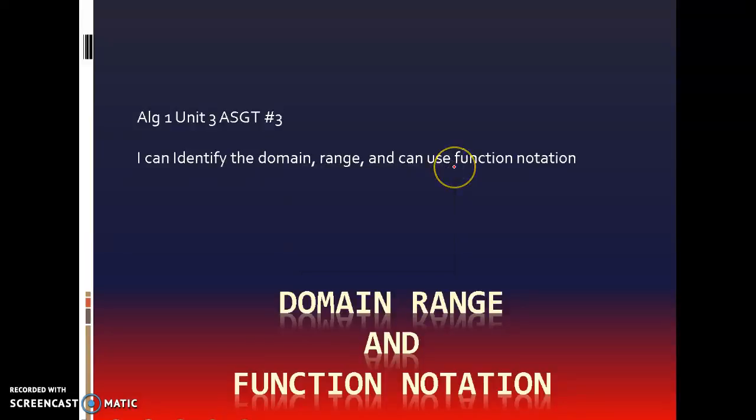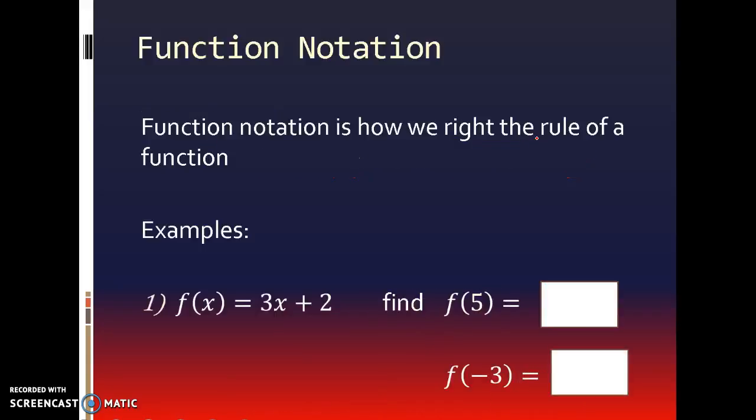So today we're going to be talking about domain and range and function notation. We already talked about the three different parts of a function, but you're going to be able to identify what the domain and the range is, and then you're going to use something called function notation in order to evaluate expressions. So let's go ahead and get started with an example.